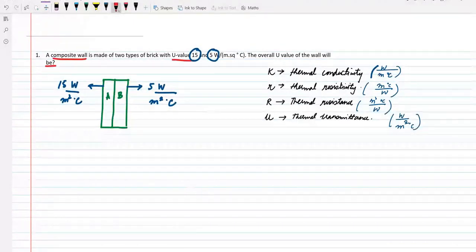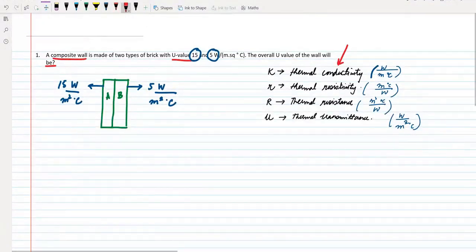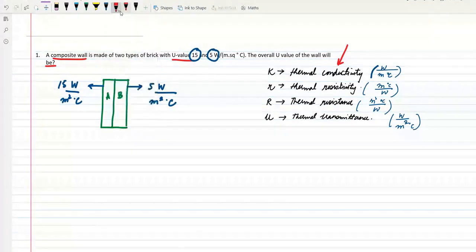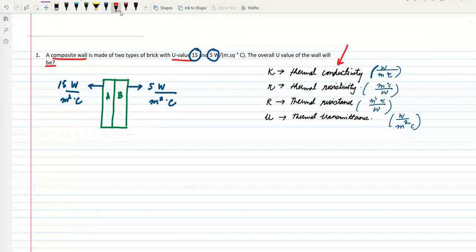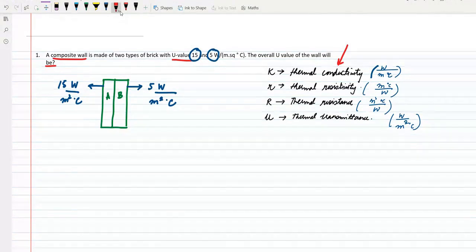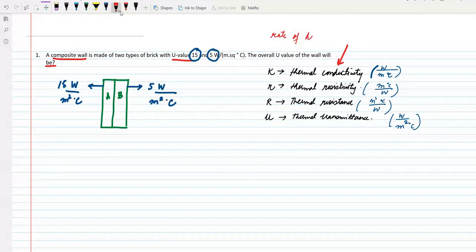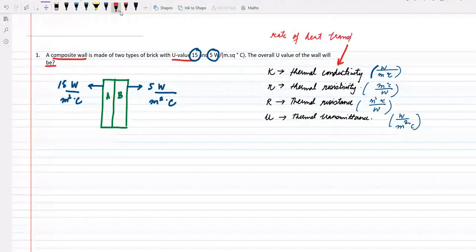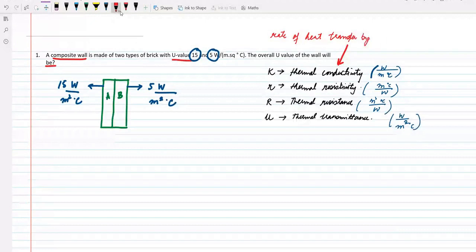Now, what is small k? As in thermal conductivity, it is the rate by which heat can be transferred using conduction. Okay. This is how I teach. Before proceeding towards the solving process, I would want you guys to know what individual terms are, because this is how your theory concept will also get cleared. Okay. So again, what thermal conductivity is? It's the rate of heat transfer by the method of conduction.